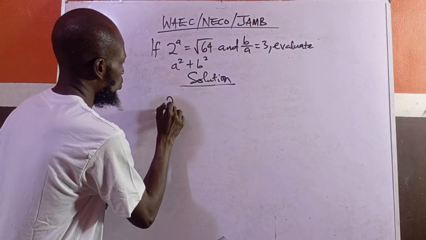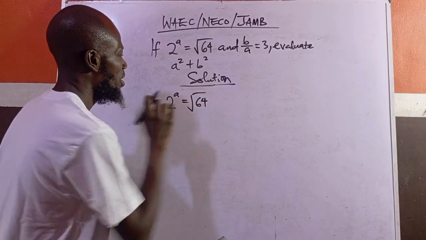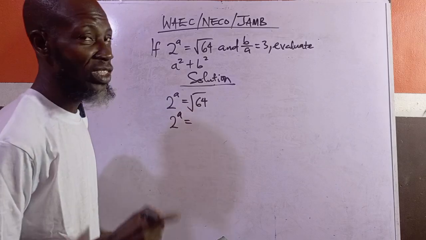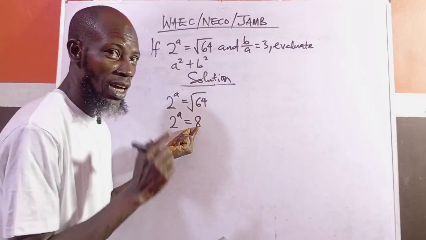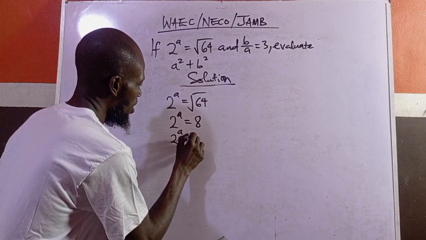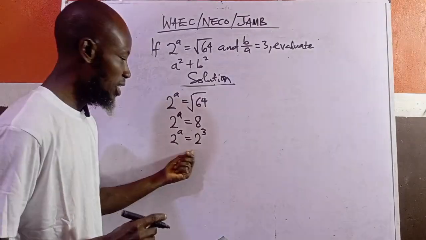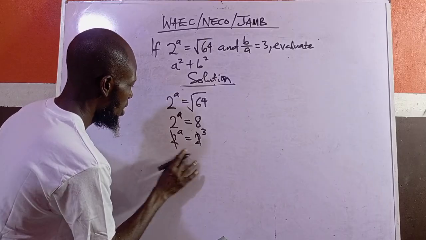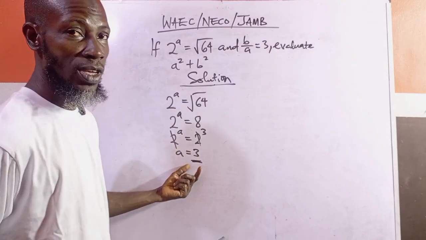So 2 to the power of a equals square root of 64. Let's start from here. The square root of 64 is 8, and 8 can be expressed as 2 to the power of 3. So we have 2 to the power of a equals 2 to the power of 3. Now, the bases are the same, so we equate the powers. So a equals 3, and that's the value of a.